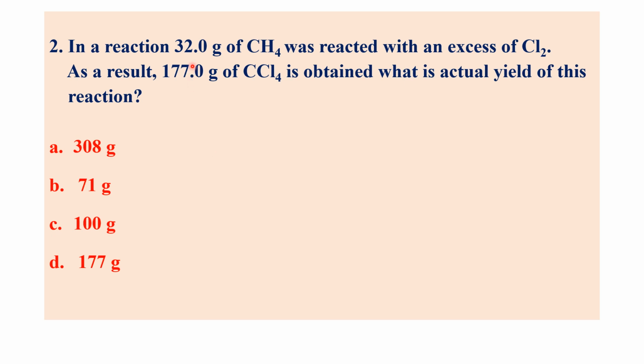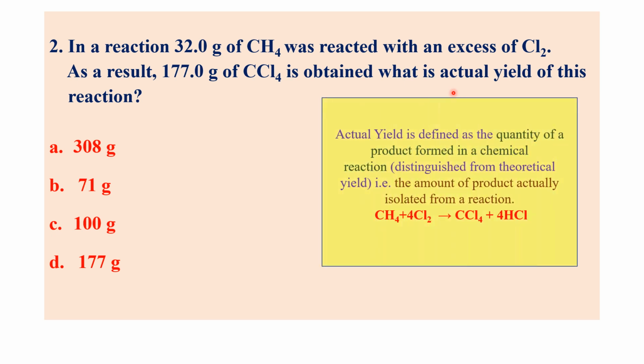So here in the question, 32 gram of methane is given and it will react with excess of chlorine, and the product formed will be 177 gram of carbon tetrachloride. The question is about the actual yield. So first we will learn about the actual yield. What is meant by the actual yield?